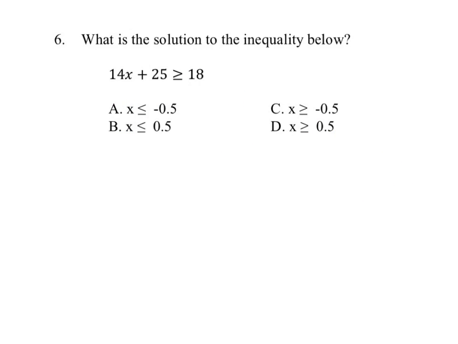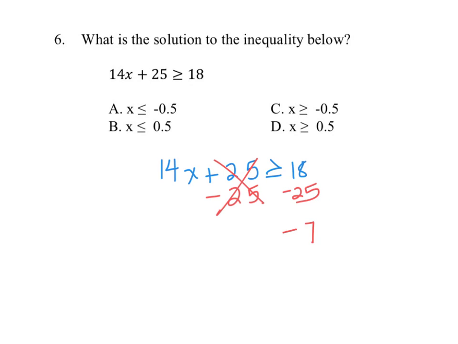Number 6, what is the solution to the inequality below? Let's rewrite the inequality. 14x plus 25 is greater than or equal to 18. To solve for x, we will subtract 25 on both sides of the inequality. 25 will cancel out on the left, and 18 minus 25 is -7. So -7 remains on the right of the inequality. Let's bring down the sign and the 14x.